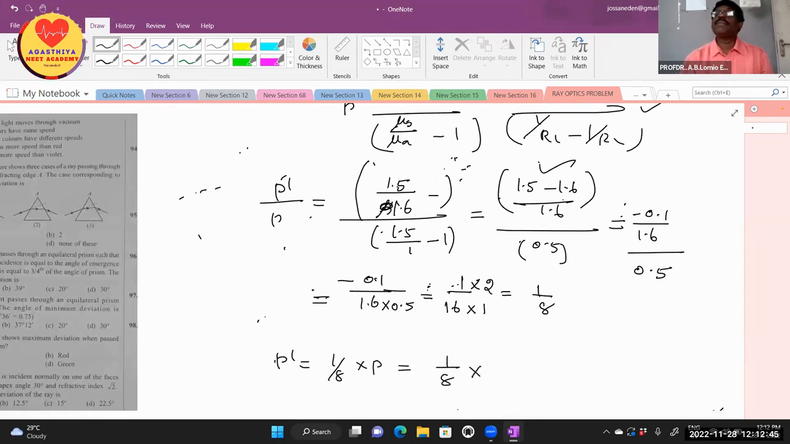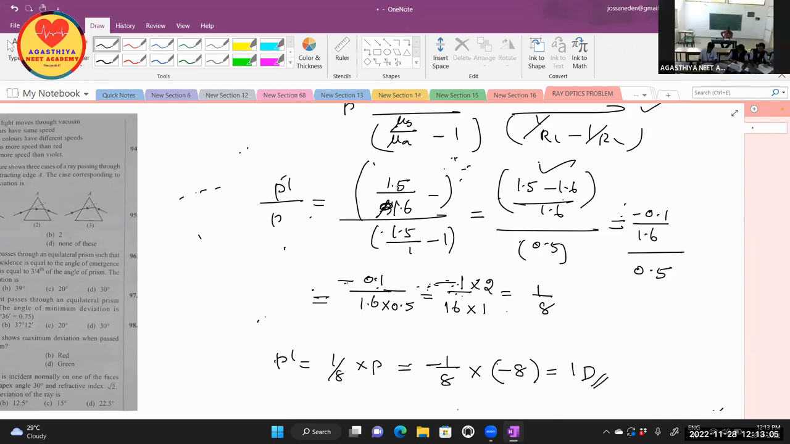Already in the problem, the first lens's power is given. What is that value? Minus 8. Therefore, here also we have a minus 8. I missed that minus here. Minus of minus, plus 1 D. This is the answer. Understand, students? Yes.